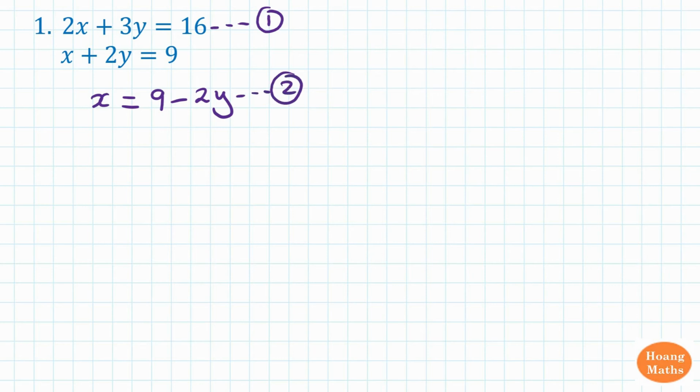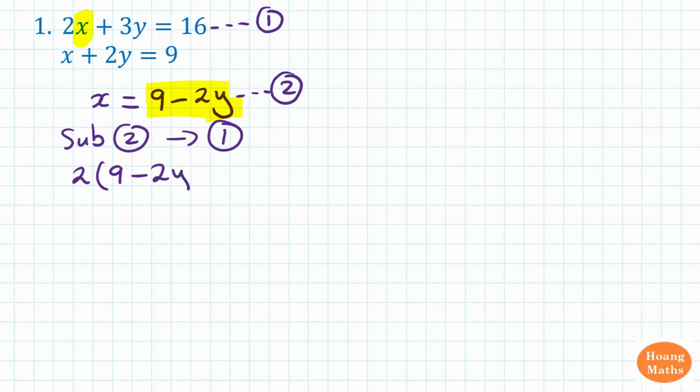So equation number 1 is 2x plus 3y equals 16. Now this 2x here becomes 9 minus 2y. Now we just substitute equation number 2 into equation number 1. So I just write this down. So substitute equation number 2 into equation number 1. So that is 2x, but x is 9 minus 2y, plus 3y is equal to 16.